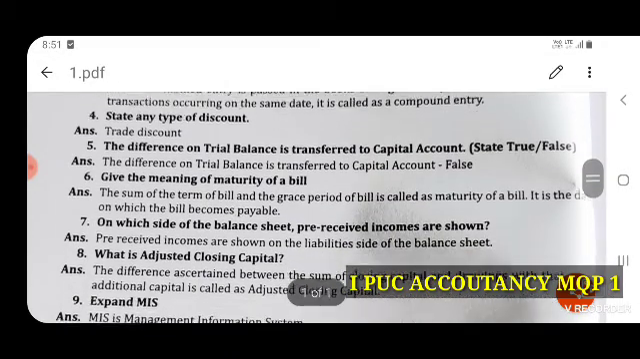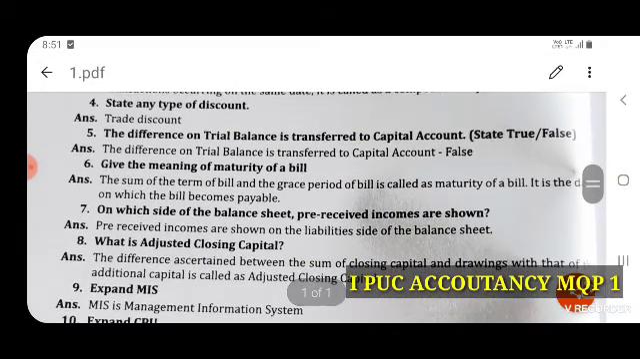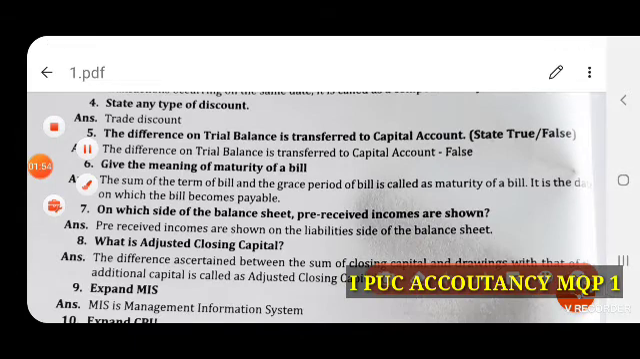Next, state any one type of discount. So there are two types: cash discount and trade discount. So trade discount, you can write any one.